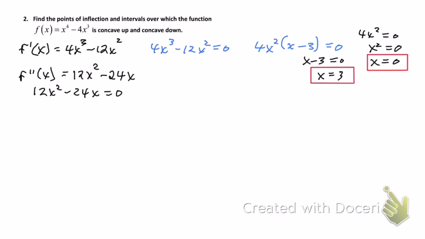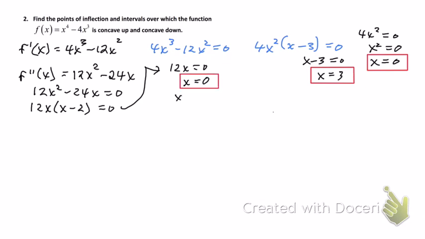And I'm seeing some common things I can factor out, which is going to bring us to here. Stop right there for a second. Are we good? So now I've got two factors that when I multiply them together, I get 0, so I can set each one to 0. And y'all could sure do some shortcuts here if you wanted to. So here are my two critical numbers for my second derivative.